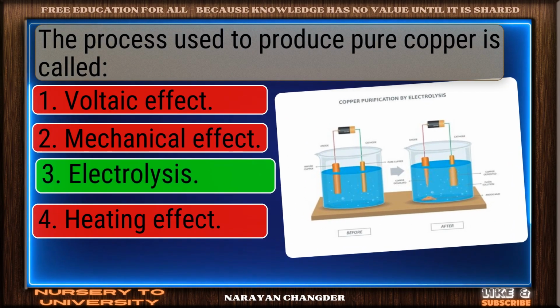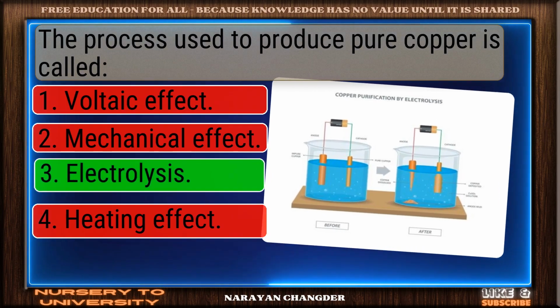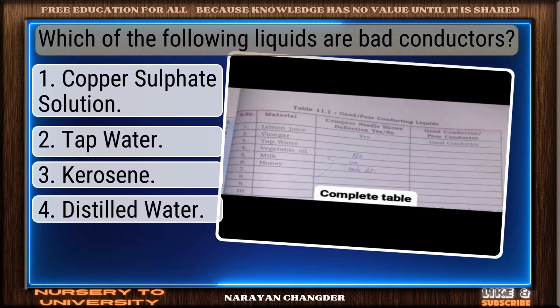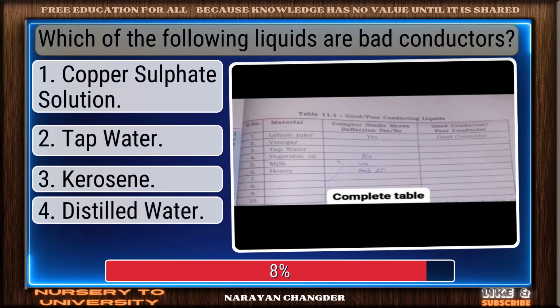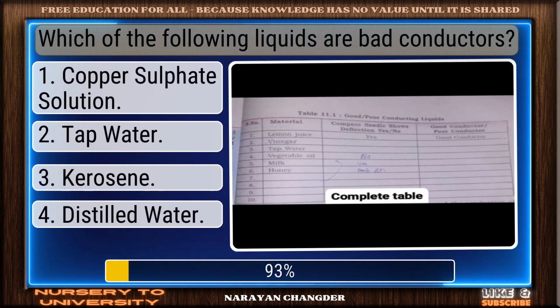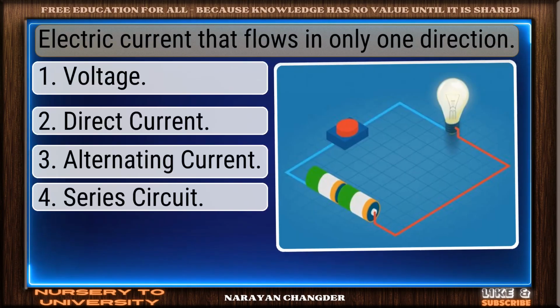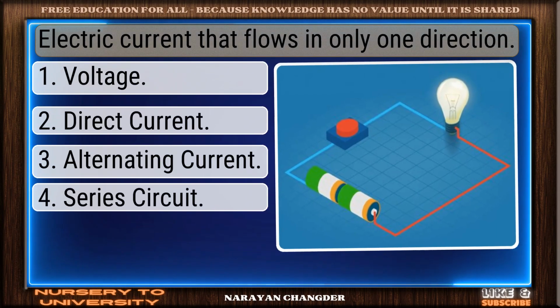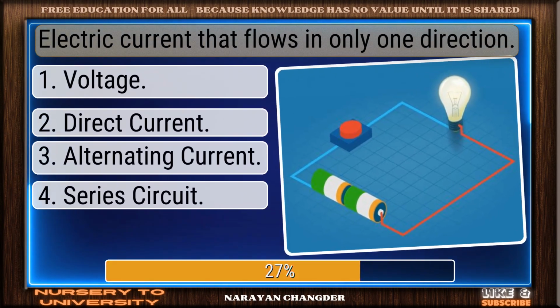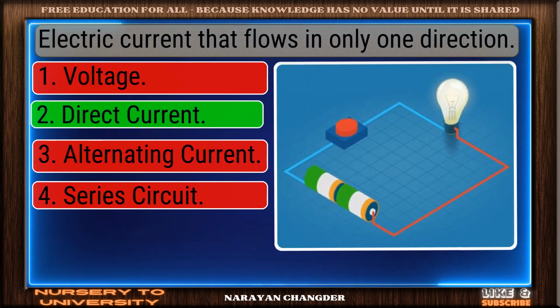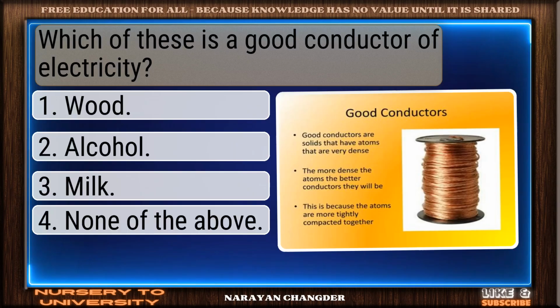Well done. Electrolysis is the right choice. Question number 40. Which of the following liquids are bad conductors? Great job. Kerosene is the accurate answer. Question number 41. Electric current that flows in only one direction? Solid response. Direct current is a valid choice.